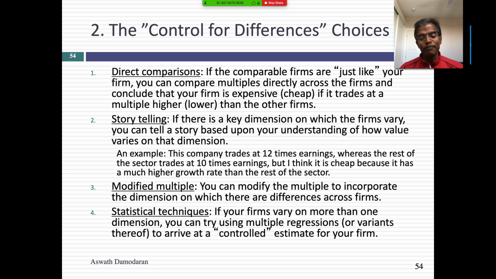You're telling a story. The story is incomplete because the higher growth should give you a higher multiple of earnings, but why 12? Why not 11.5? But storytelling is often equity research analysts' preferred choice for controlling for differences. The third is you can modify the multiple for what you think sets a company apart.